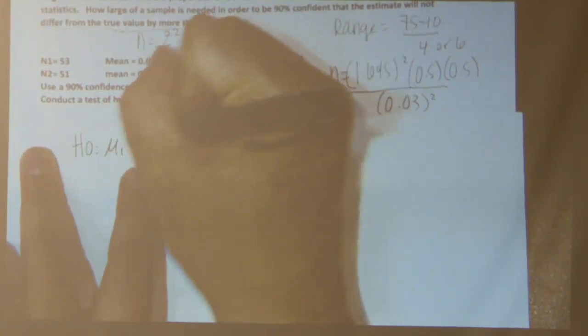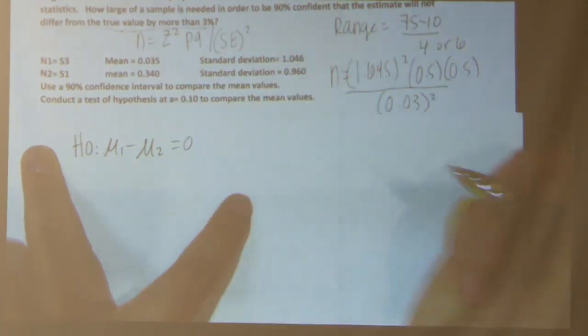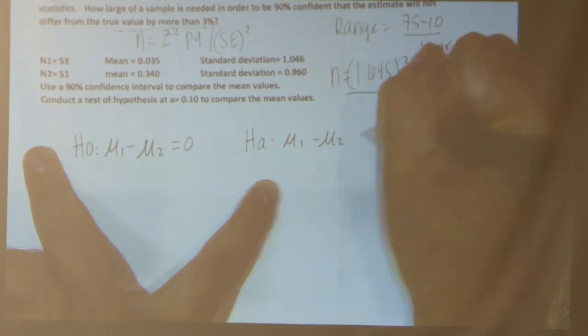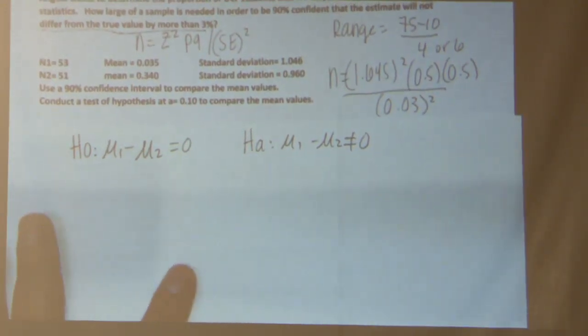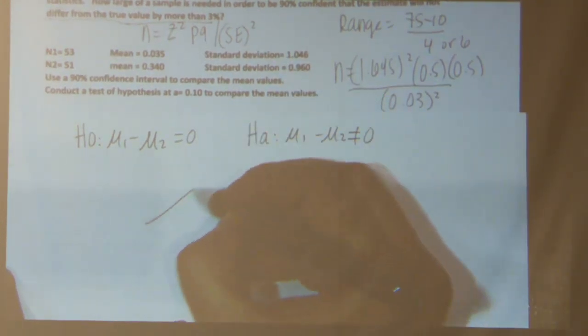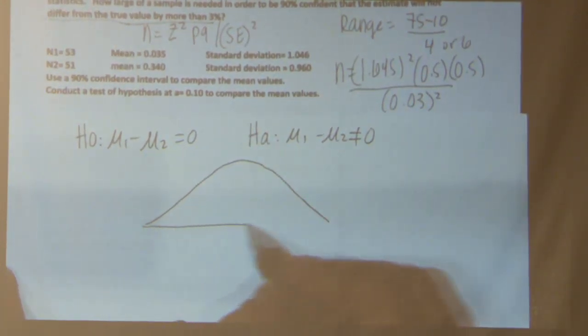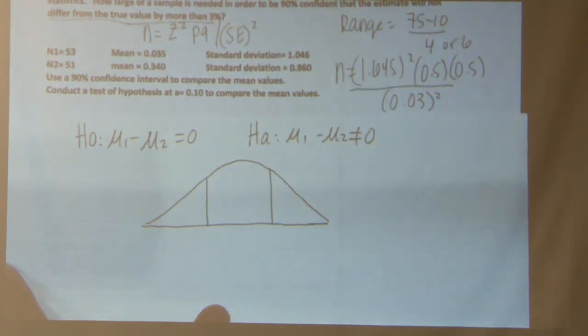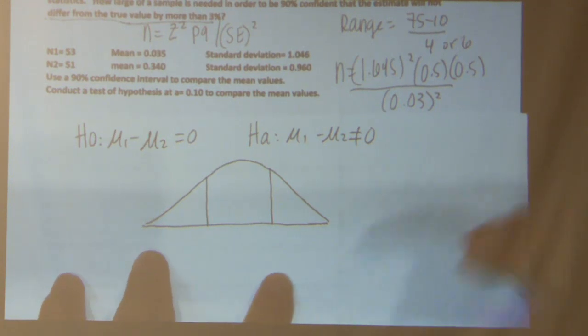So our null hypothesis can be set up mu1 minus mu2 is equal to 0, and our alternative can be mu1 minus mu2 does not equal 0. They told us that our alpha value is 0.10, and we know that since we're doing not equal to, it's going to be a two-tailed test. When we do a two-tailed test, we have to take the alpha value and divide it in half. So we get 0.05 on each tail.